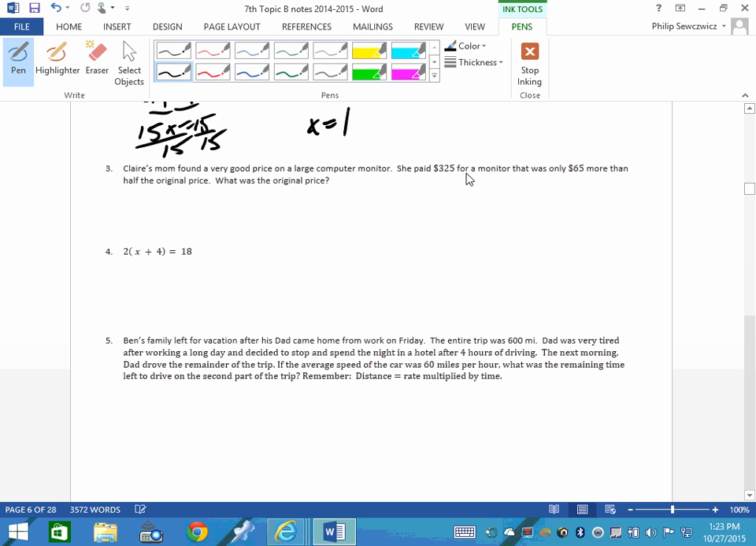She paid $325 for a monitor. That was only $65 more than half of the original price. So if I take half the original price, it was only $65 more than half the original. So I know she paid $325. Again, it was 65 more than, that's why it's your plus, and then half the original. So I don't know what the original price was. I'm going to call it x. So we'll subtract our 65 from both sides. So we got half of x equals, and then we do a little subtraction here.